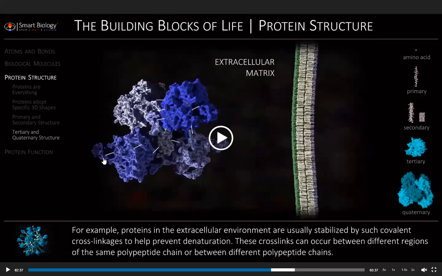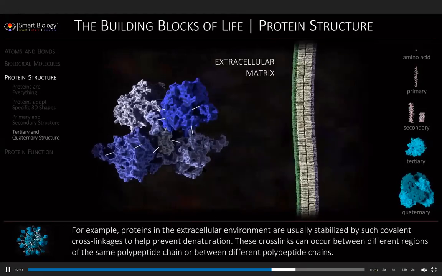These extracellular matrix proteins, for example, include fibronectin and laminin. These are all proteins that have a lot of disulfide bridges in them. Okay? And it gives them a lot of stability, which is needed for the extracellular matrix, because the extracellular matrix needs to be strong.